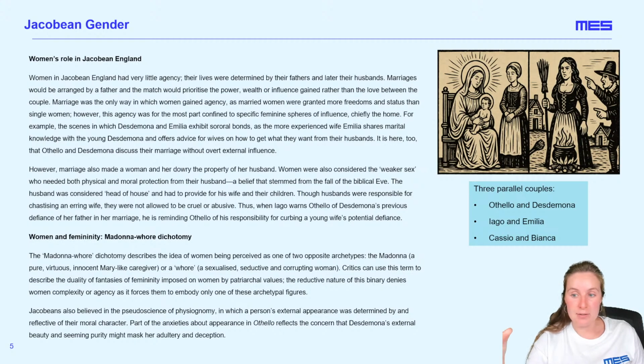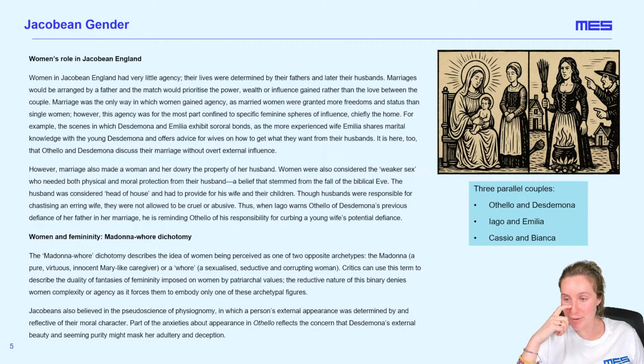And so these small interactions we have between Emilia and Desdemona are interesting because they develop this sororal bond between them. By that I mean sisterly bond, like sorority, sisterhood, as they share this information as two women who are protected by having been married by the start of the play.